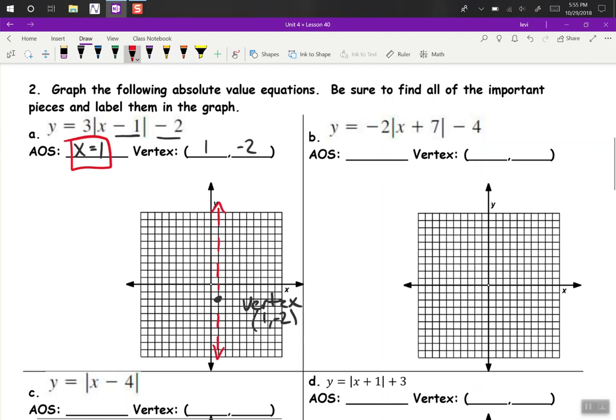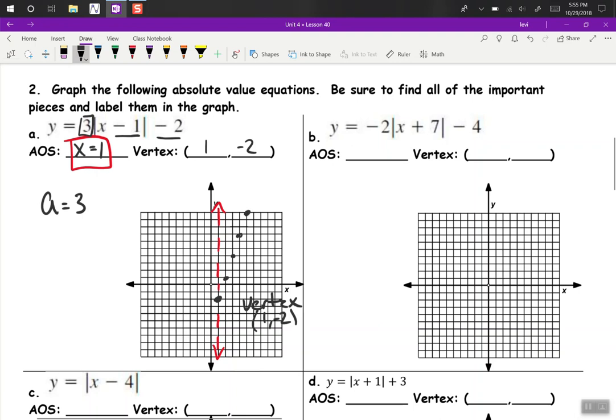And then our slope is the A value. A is 3. Right there. So A is 3, that means we're going to go up 3 over 1, up 3 over 1, up 3 over 1, up 3 over 1.